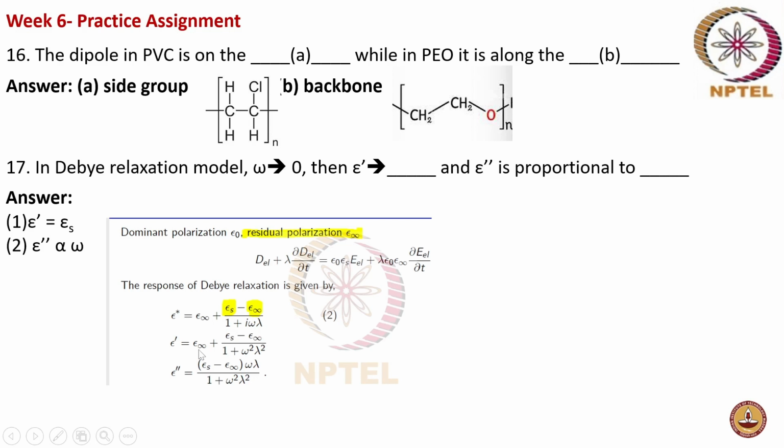And similarly, when you apply omega equal to 0 in the denominator, epsilon double prime will be a function of omega only. It becomes just proportional to omega at very low frequencies. Okay. So this is how the curve looks with respect to omega, your epsilon prime and epsilon double prime. Your epsilon prime at very low frequencies becomes the dominant polarization, that is epsilon s. And your epsilon double prime becomes a function of omega alone. Okay.